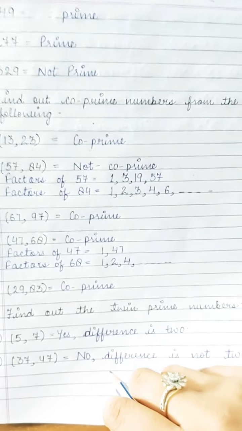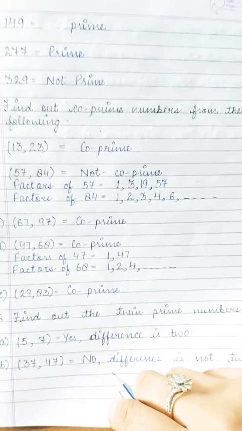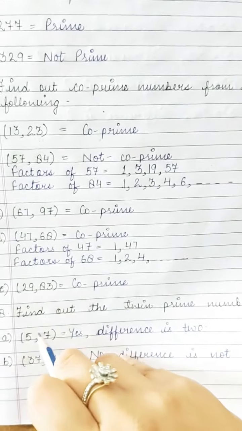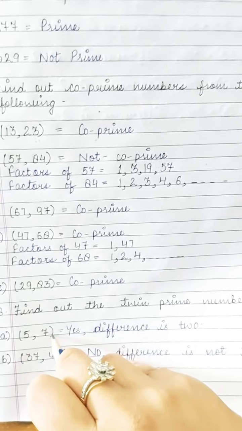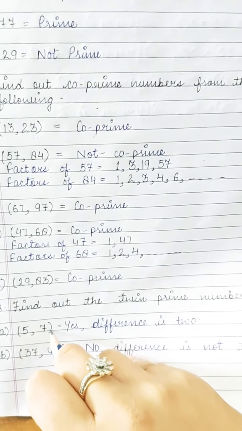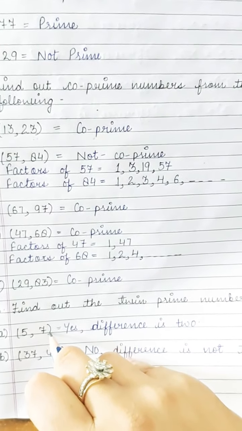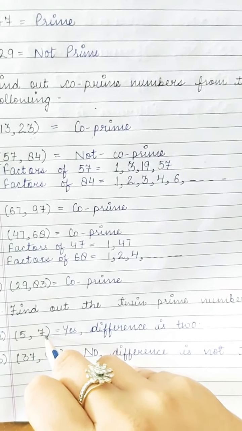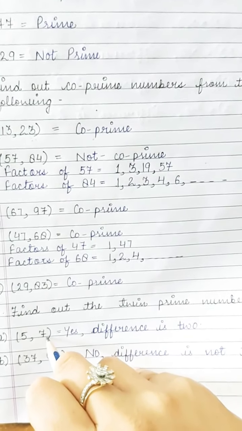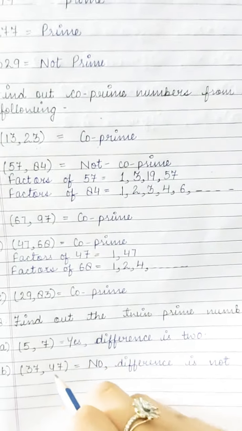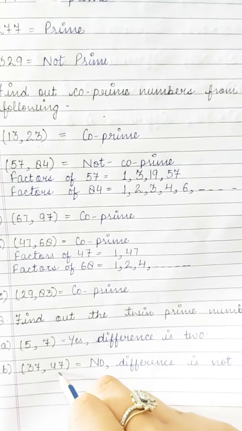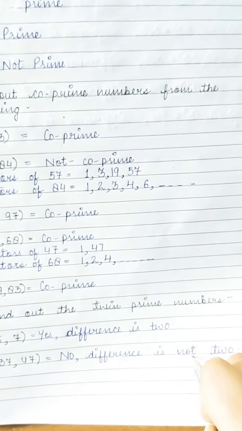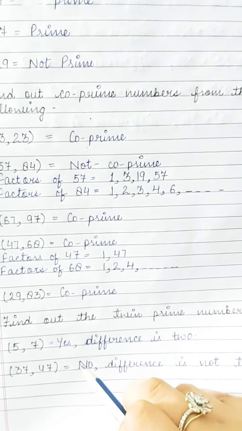Now the next question is the 8th question, find out the twin prime numbers. Now see 5, 7. So what are twin prime numbers? The prime numbers which have a difference of 2 are called twin prime numbers. So take out the difference. 7 minus 5, 2. So the difference is 2. That is why they are twin prime numbers. Now 37 comma 47, is the difference 2? No, the difference is not 2, that is why they are not twin primes.